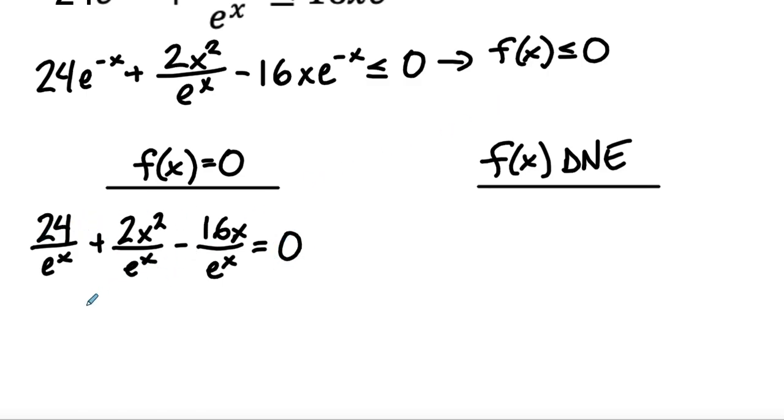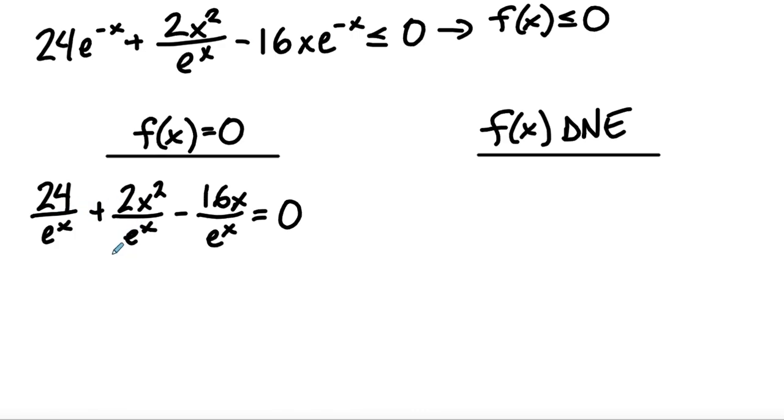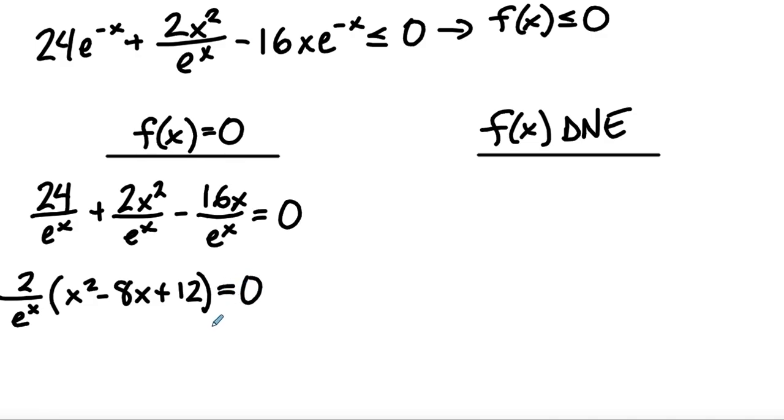Now I look at this, and I see two things I could factor out of every term. I can factor out a 2, because everything's even here, and e to the x. So now let's rewrite this in order of a quadratic. We're going to have x squared minus 8x plus 12, and that's equal to 0.